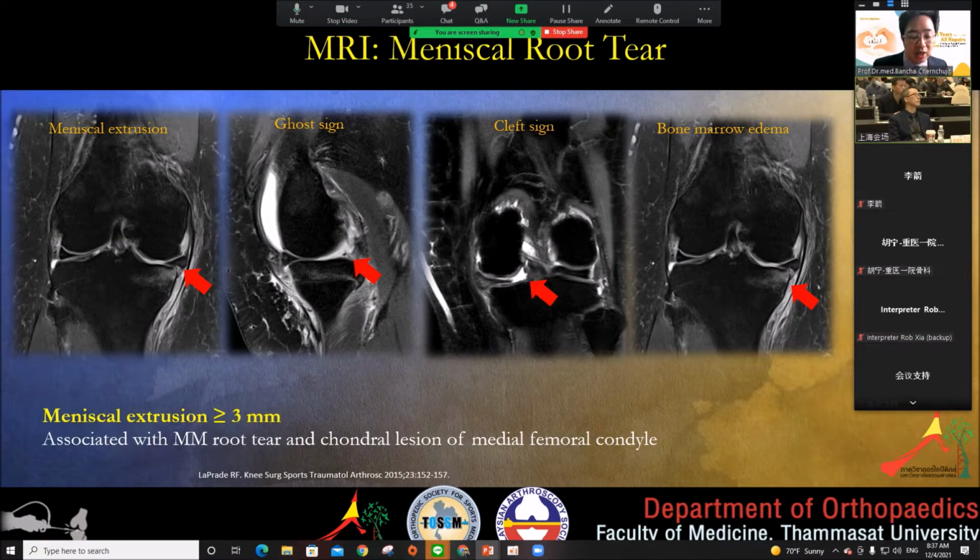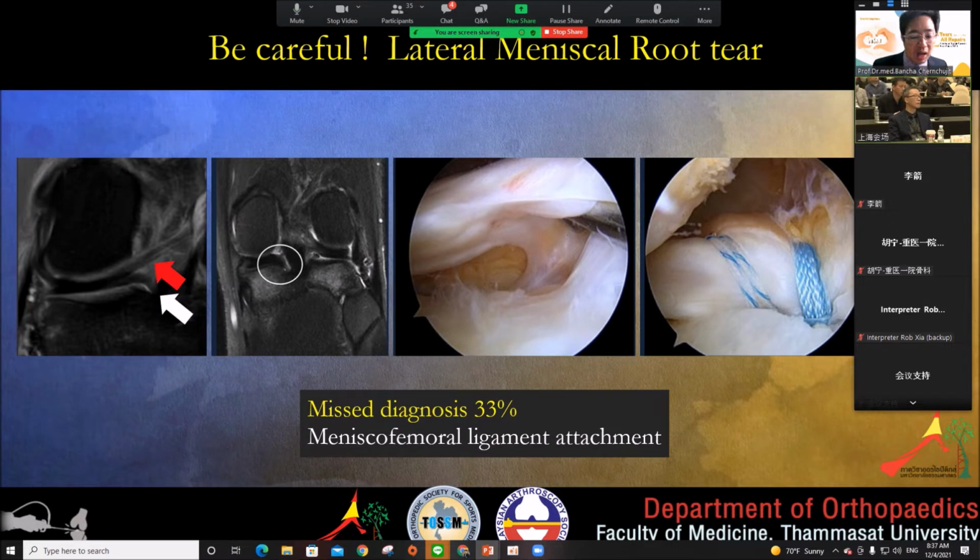This is the clinical picture and MRI in meniscus root tear. You can see the extrusion, ghost sign, cleft sign, and bone marrow edema from the MRI. Be careful, the lateral side is more difficult and often misdiagnosed. About 33% are missed on the MRI.